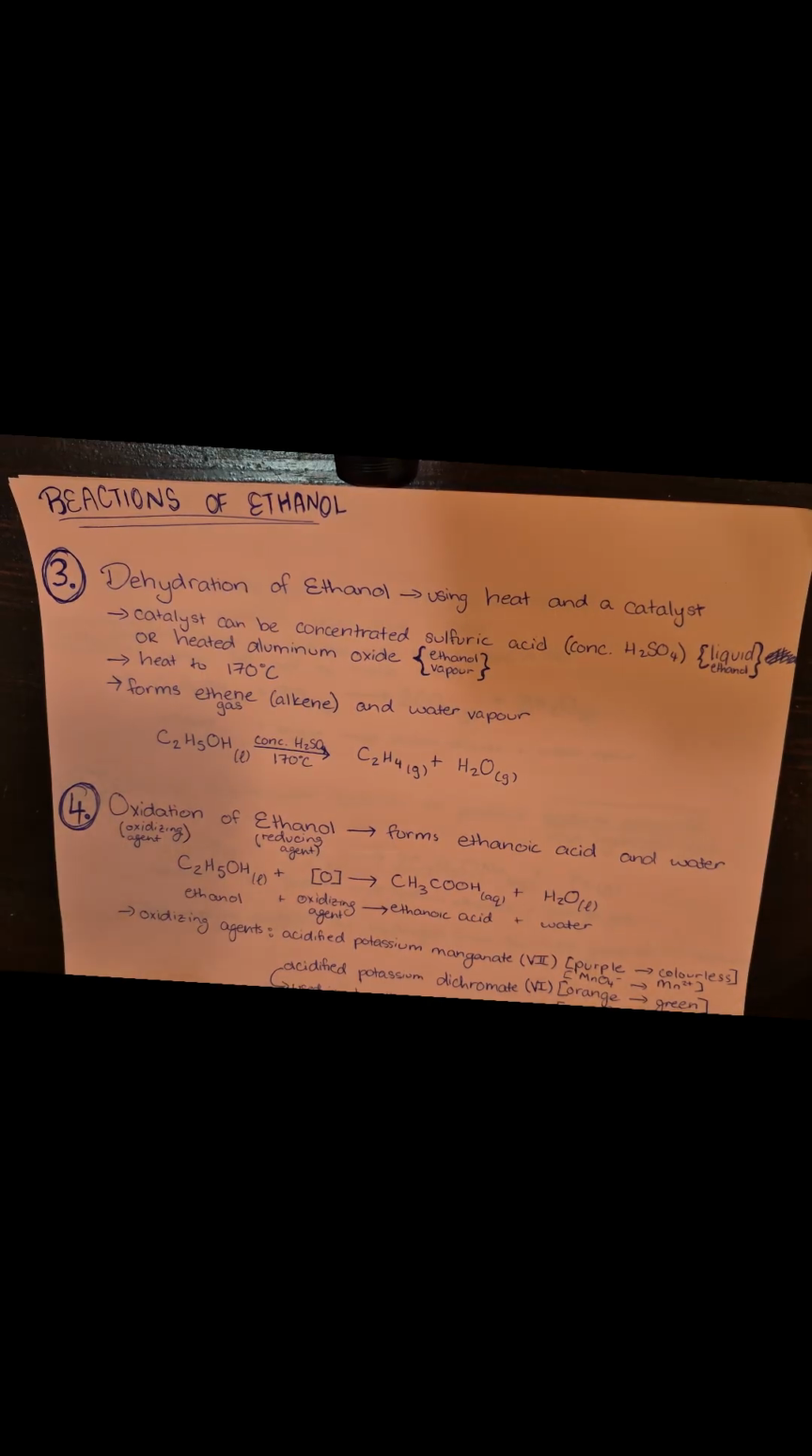Oxidation of ethanol is the next reaction that we need to know. If we're oxidizing ethanol, that means that ethanol is the reducing agent because it's being oxidized. The thing that's being oxidized is the reducing agent. And whatever oxidizing agent you use would be getting reduced by the ethanol because it will be a redox reaction. Remember, reduction and oxidation normally happen together. The products of oxidizing an alcohol or ethanol are a carboxylic acid and water. So if you oxidize ethanol, you get ethanoic acid and water.